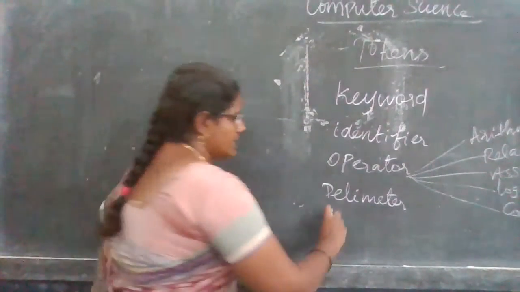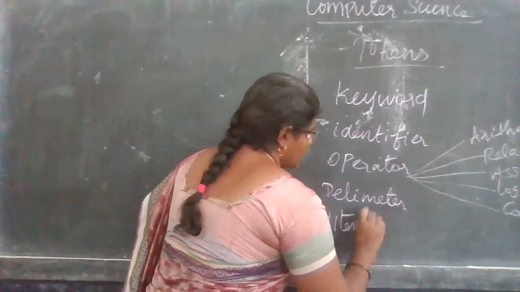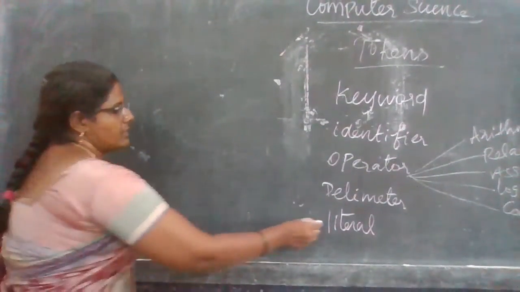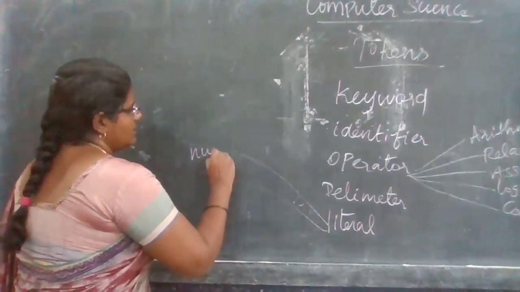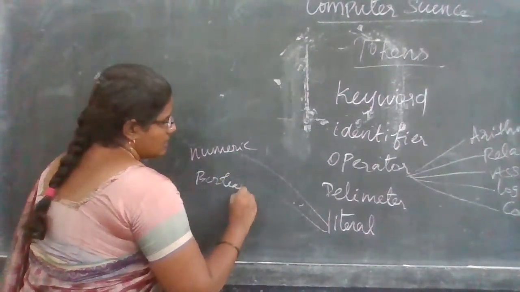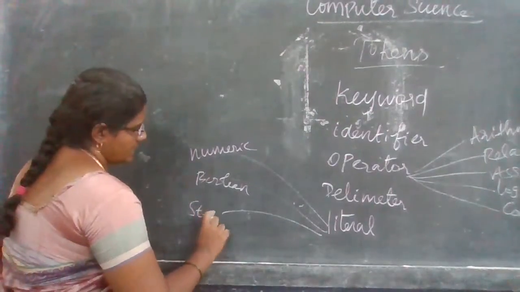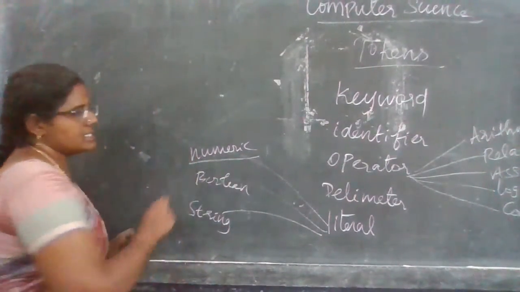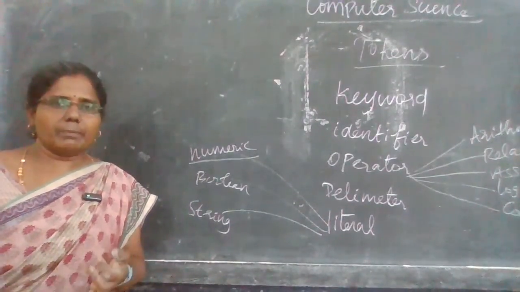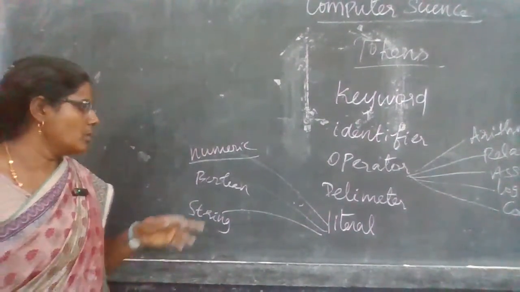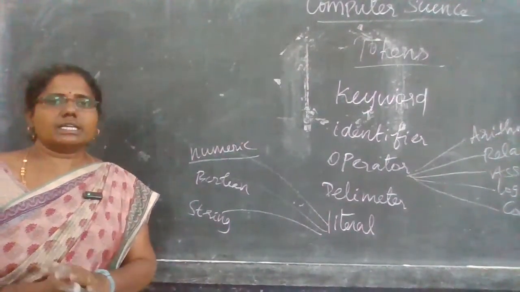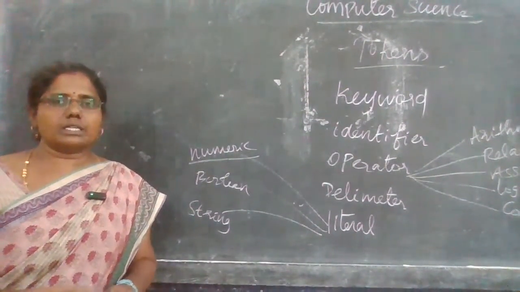And next one, literals. Literals means raw data given to a variable. We have three types of literals. One is numeric literal, another is Boolean literal, and next is string literal. Numeric literal contains numerical values. It may be an integer, floating point number, complex number, whatever it is. Boolean literals mean true or false. String literals mean a sequence of characters represented by single, double or triple quotes.